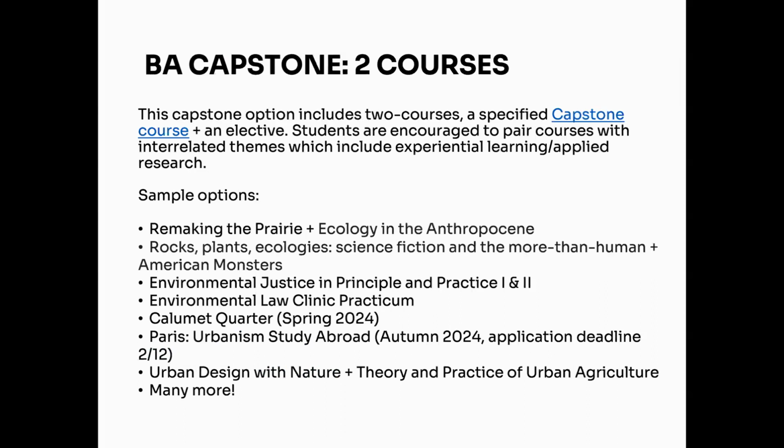So here is the first option, and this is where you take two courses, one the capstone course and the other an elective. But we really encourage you to think about this as a way to shape your own curriculum and your research agenda by choosing two courses that are paired. They might be looking at interrelated themes, perhaps from different disciplines. And often one of them has an experiential learning or applied research component as a capstone course, some kind of big project.